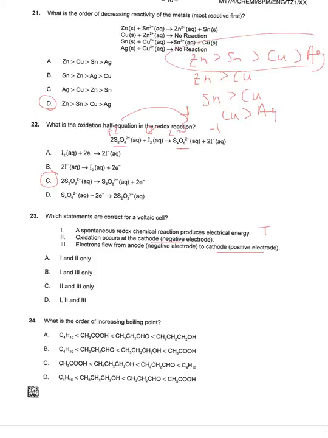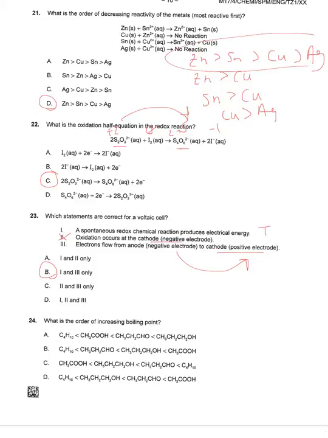It is true that electrons flow from the negative to the positive, but what they have wrong is that it's the anode that's negative and the cathode that's positive, so 2 cannot be true. So 3 is the true statement out of those two. 2 is not true. Oxidation occurs at the anode, the negative electrode. So looking at my choices here, B would be my correct choice, 1 and 3 only.